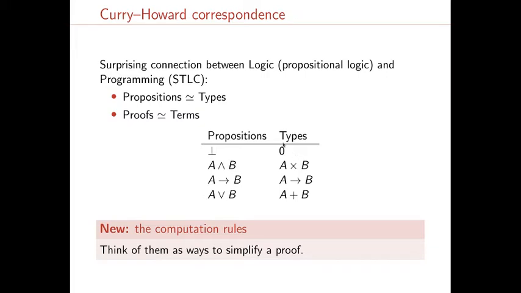The zero type that we have seen corresponds to the false proposition in propositional logic. The times construction, the type A times B, corresponds to the proposition A and B. The arrow construction, the function type A arrow B, corresponds to the implication A implies B. And the sum or coproduct type A plus B corresponds to the OR proposition A or B.